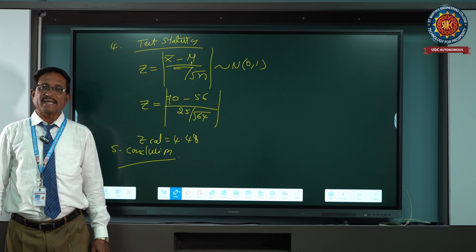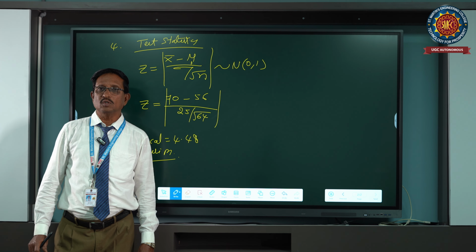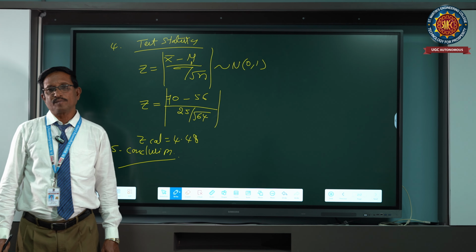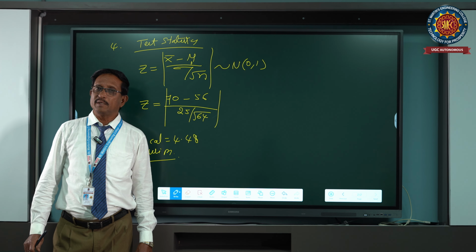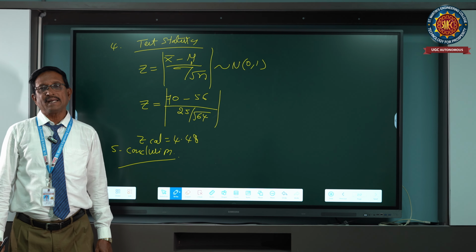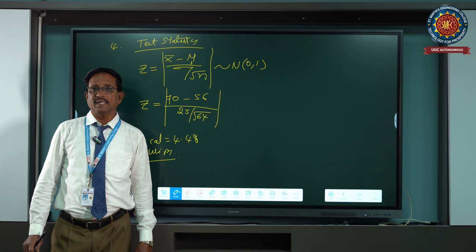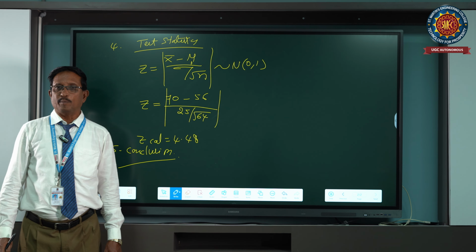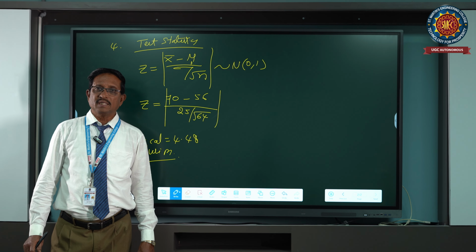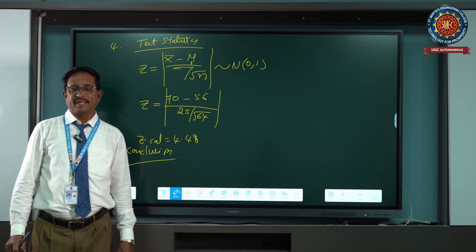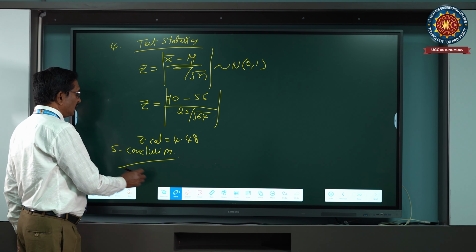So from the above, the calculated value of Z, 4.48, is compared with the table value of Z at 5% level of significance with a one-tail test, which is 1.645. In this comparison, we reject the null hypothesis. Hence we conclude that there is a significant difference between the sample mean and the population mean.